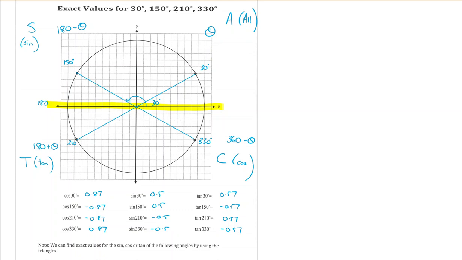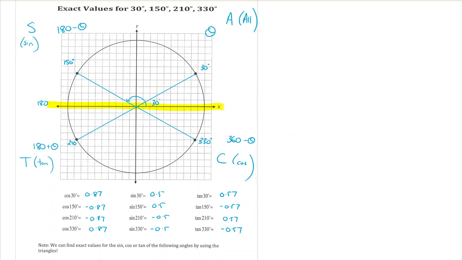So you will often see this diagram referred to by the little acronym, all stations to central, to remind you where things are positive and negative. You know when you catch a train? All stations to, do they still do that? Okay. A, everything's positive here. All, S for stations, cos, tan to central. All stations to central to remind you where they are positive.